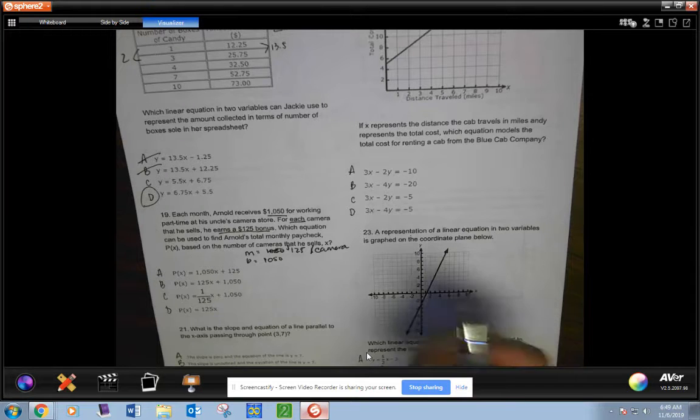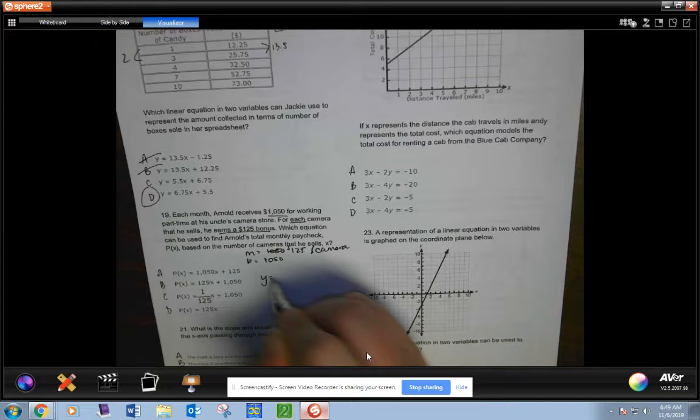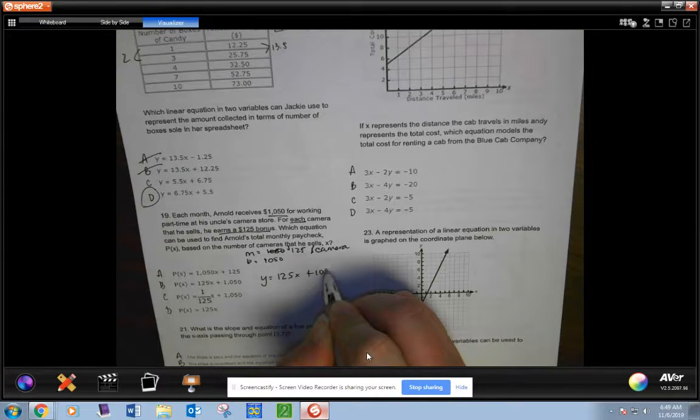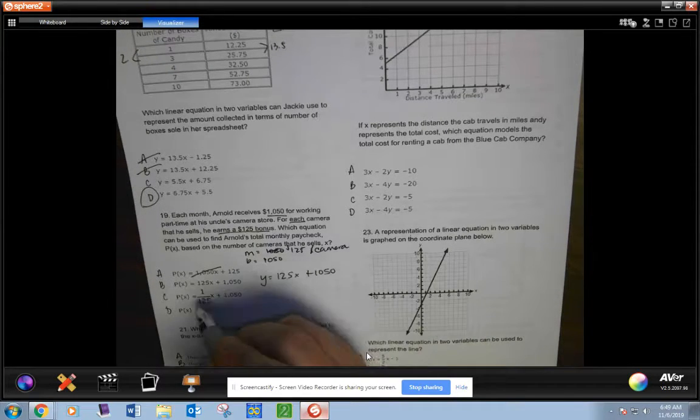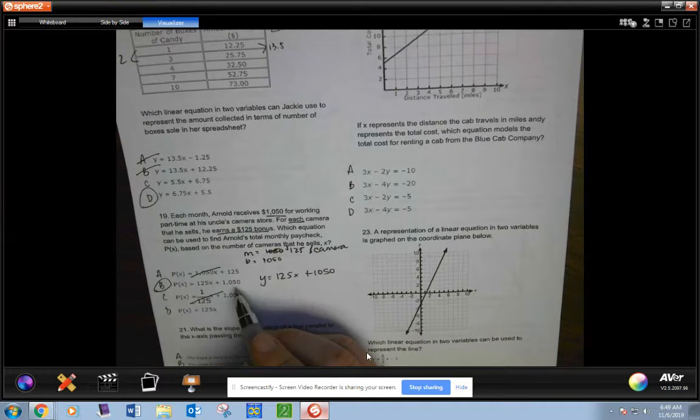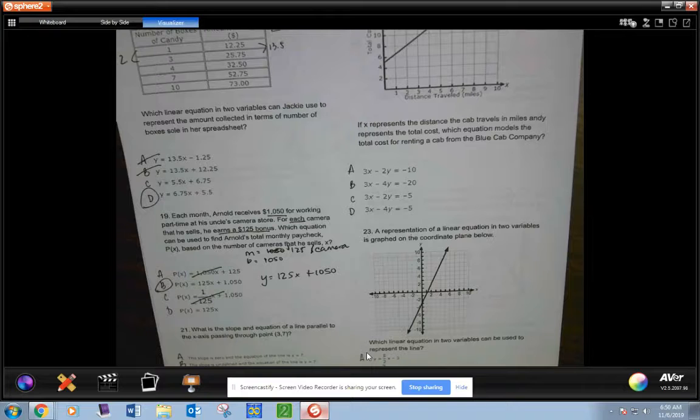Okay, so all they asked me to do was write the equation. So I'm going to plug this into y equals mx plus b, so 125x plus 1050. I'm going to come over here and check. I know x has to go with 125. So I'm in between B and D, and it has to be B because we do start with some kind of a paycheck for just working. We don't only get paid based if we sell.